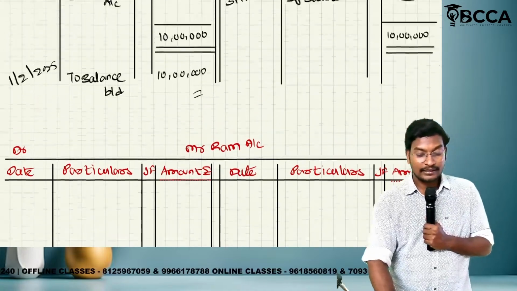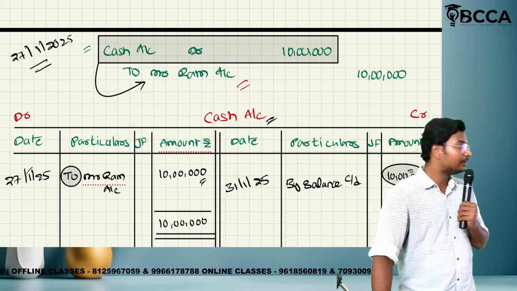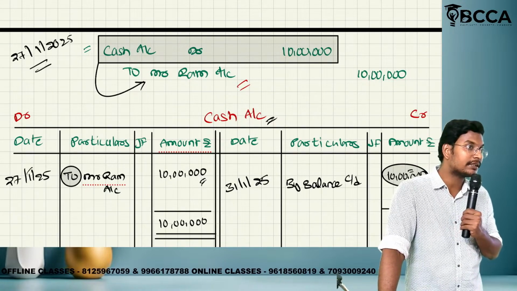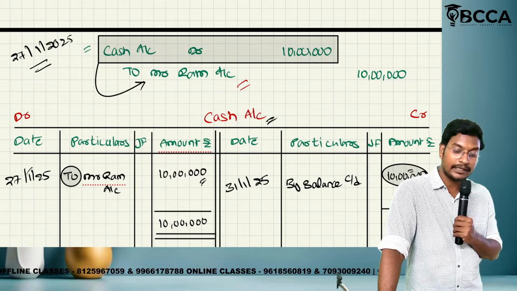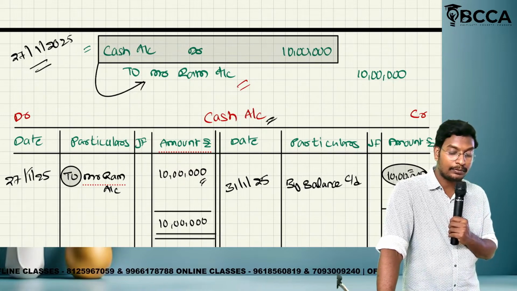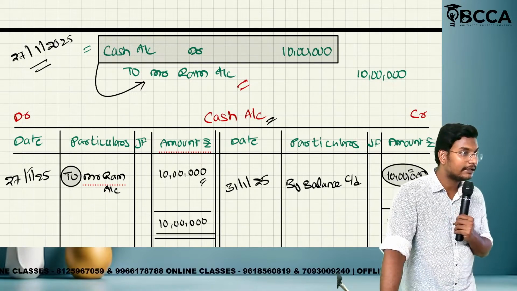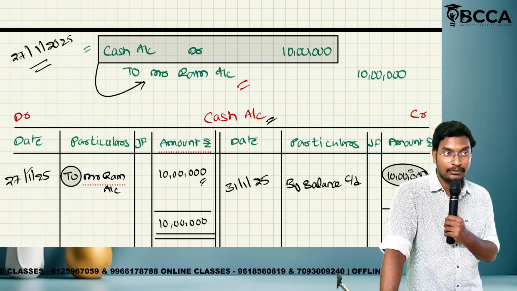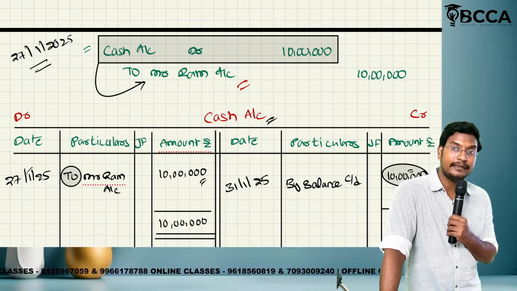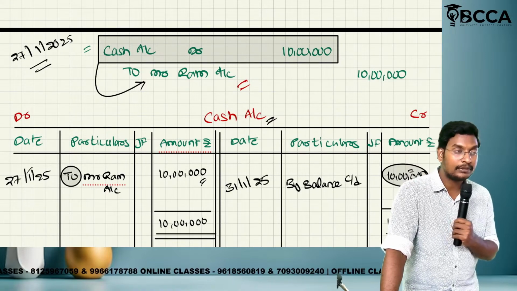Now, what is the journal entry we have taken? Cash account debit to Mr. Ram account. Now we have to post in which account, cash account or Mr. Ram account? Mr. Ram account. Already we have posted in the cash account. Now Ram account is debited or credited? Credited. So we have to post on the credit side with the opposite account name.